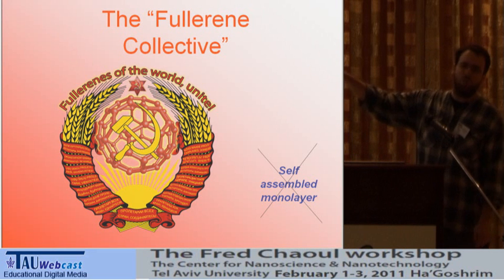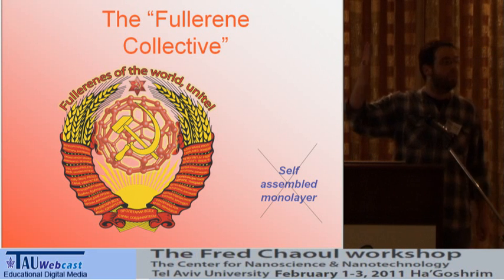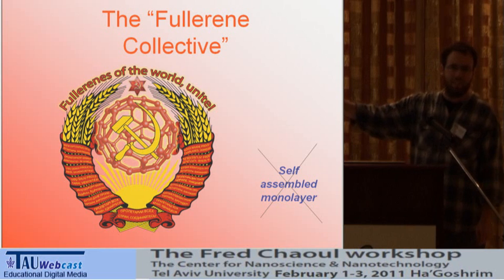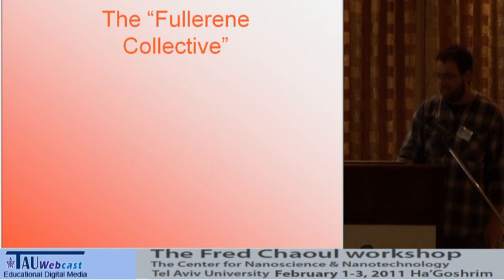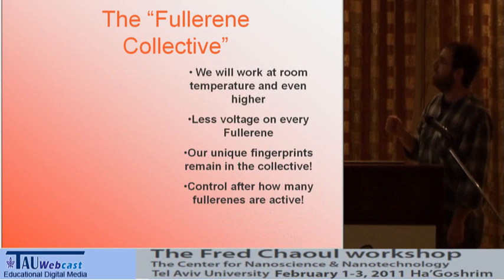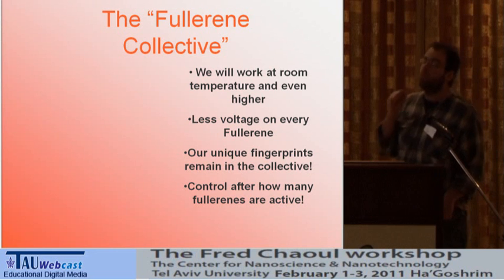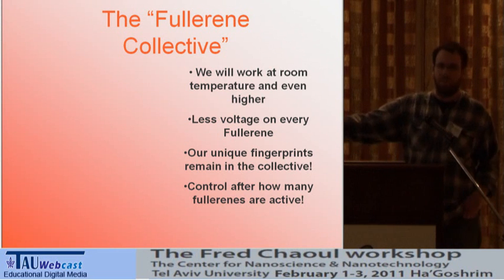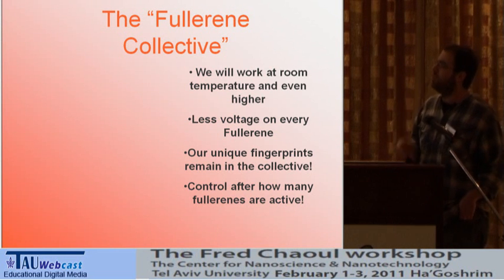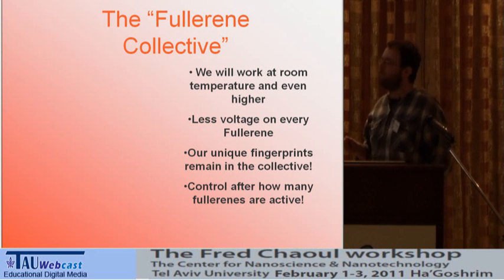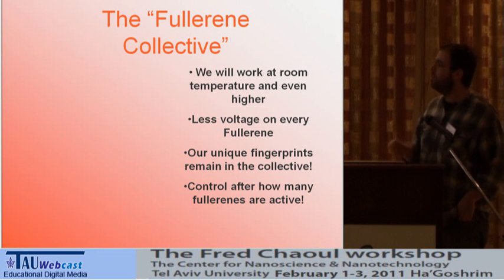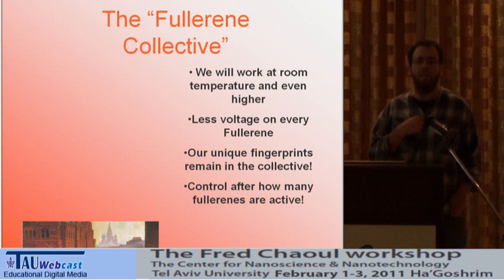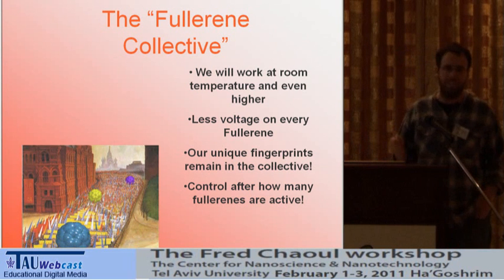Other capitalists will call that self-assembled monolayers. Don't believe them. It's collective, right? Now, as a collective, the fullerenes, we're going to work at room temperature, not at 1.5 Kelvin. We're going to use less voltage on every fullerene. We're going to have those unique fingerprints, and we control on how many of us are going to be employed.